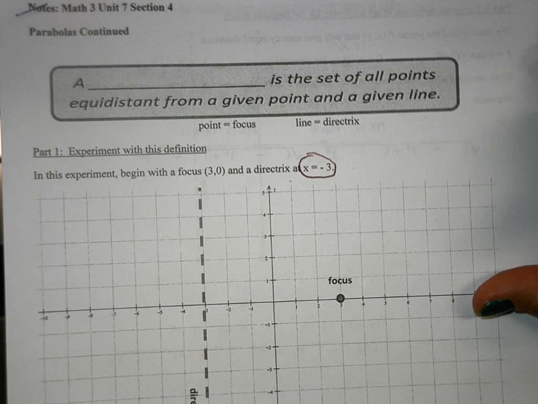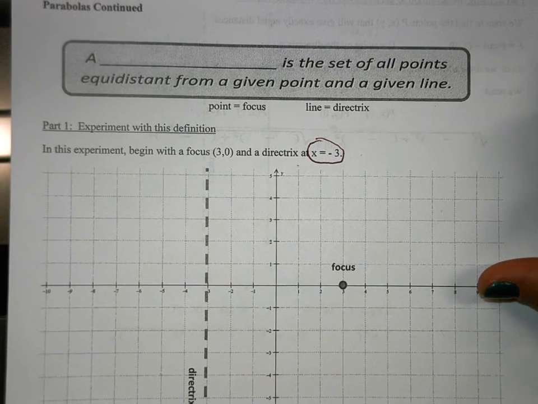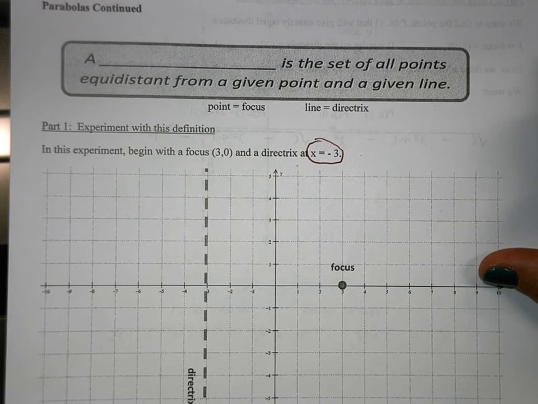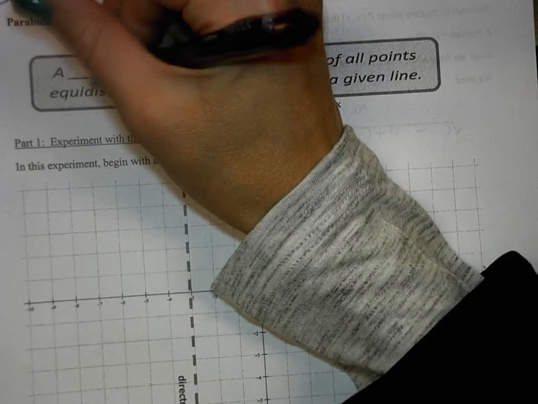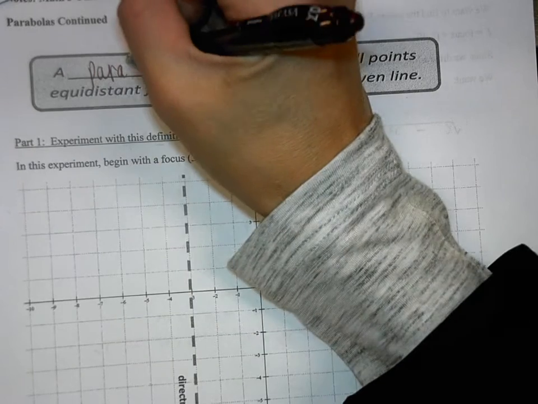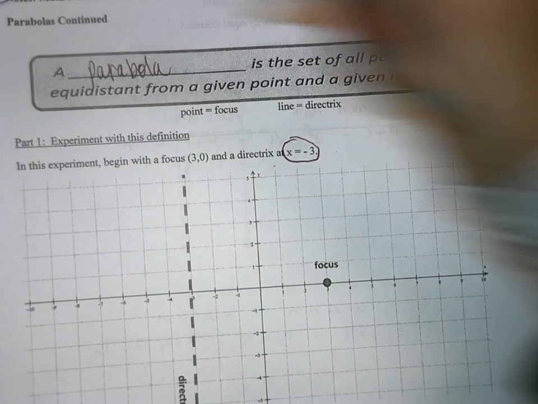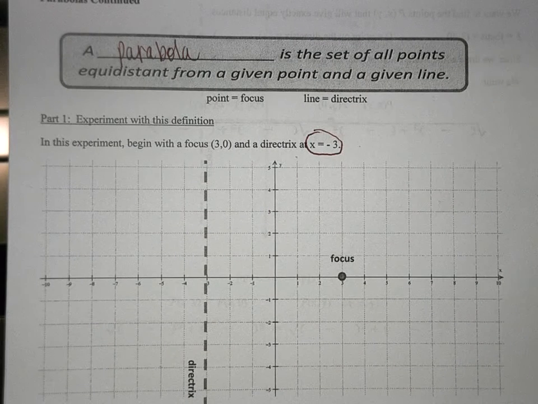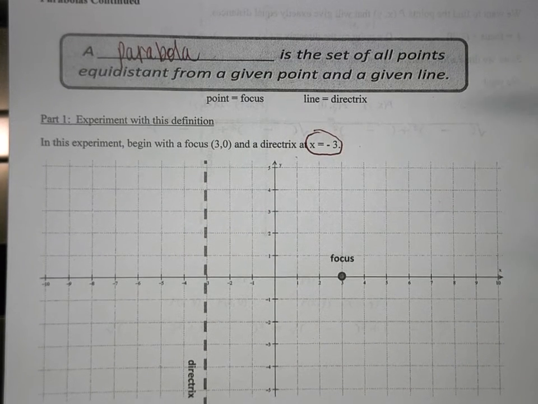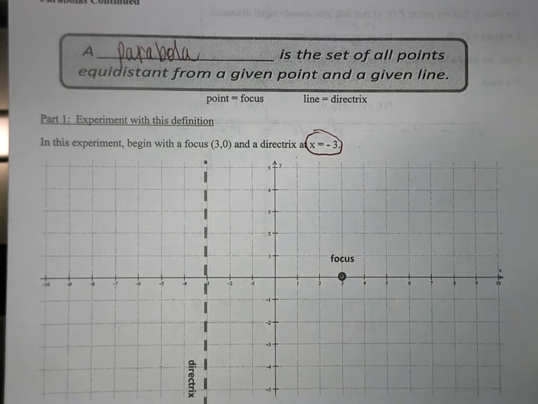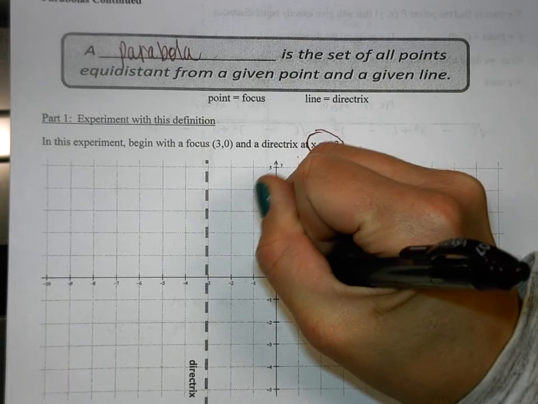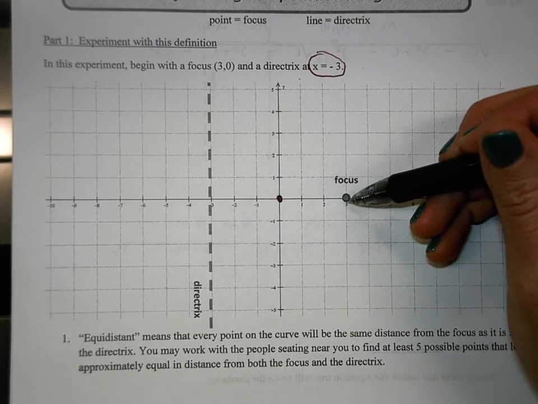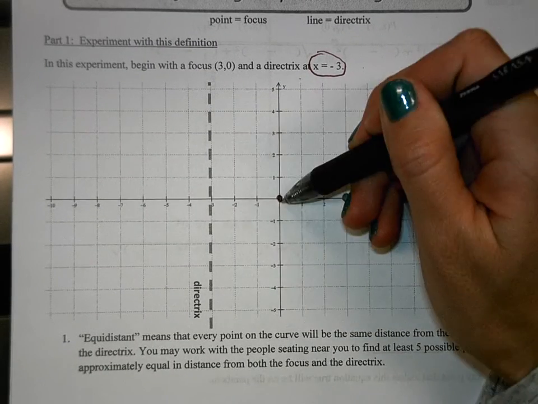Okay? So what do you think this is going to end up looking like? It's going to be like sideways. Yeah, it's going to be a sideways parabola. Okay? So the same definition: a parabola is the set of all points equidistant from a given point and a given line. And so where would the vertex be on this one? 0, 0. Okay, so again, this is equidistant from the focus and also from the directrix.